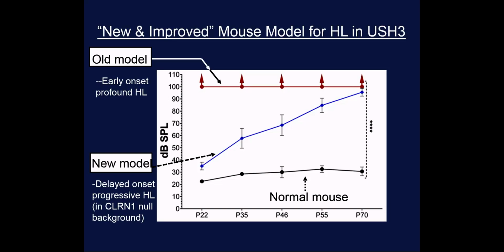So earlier on, at 22-30 days, it shows relatively normal hearing, more to the left of this graph, marked by P22. With more time, the hearing gets worse, as indicated in the blue line going at nearly a 45-degree angle. So the new model shows delayed onset progressive hearing loss in the Clan1 null background, whereas the knockout mouse alone, the older model, showed early onset profound hearing loss. So we used the new model to test our gene therapy because this progressive hearing loss is similar to what is seen with the Usher3 patients.